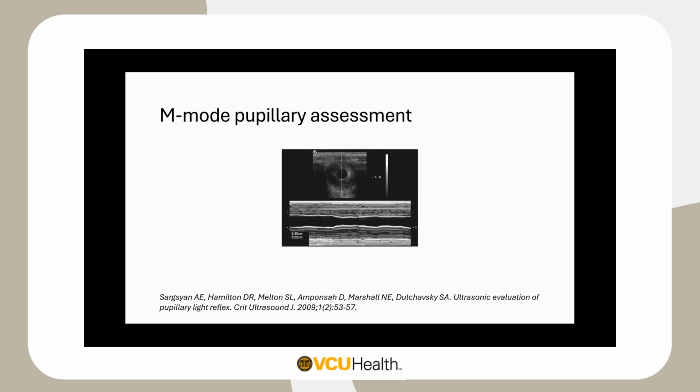And this is an example of doing the measurement with M-mode. So you can measure your diameter through this thick hypoechoic area that is your pupil. So you can have the change over time.